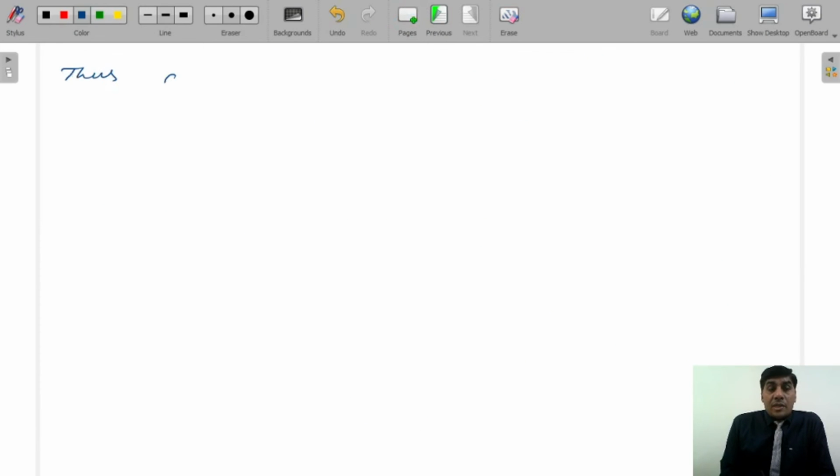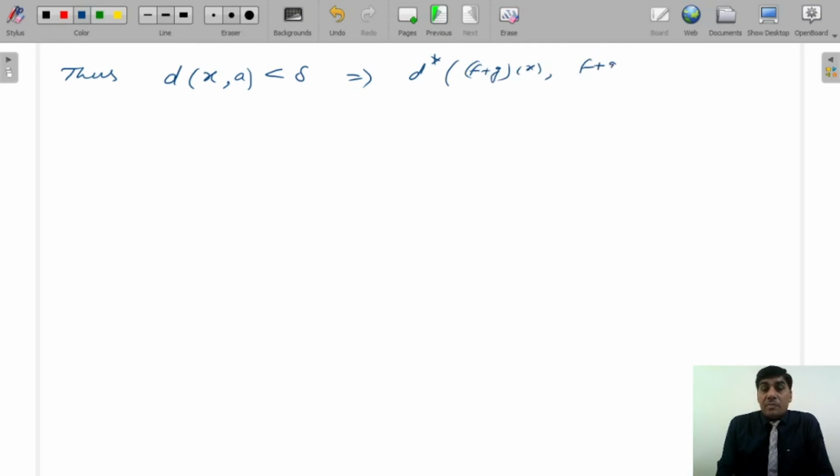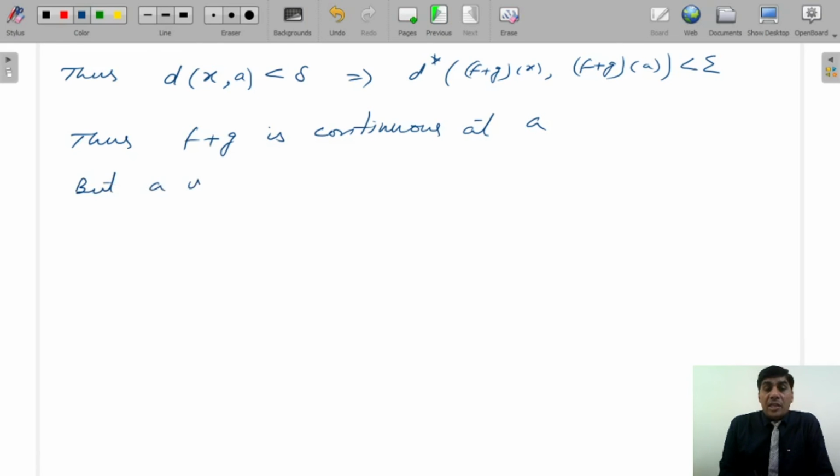Thus, distance between x and a is less than delta implies d star of (F plus G)(x), (F plus G)(a) is less than epsilon. Thus, F plus G is continuous at a, but a is arbitrary. Therefore, F plus G is continuous on the metric space capital X.